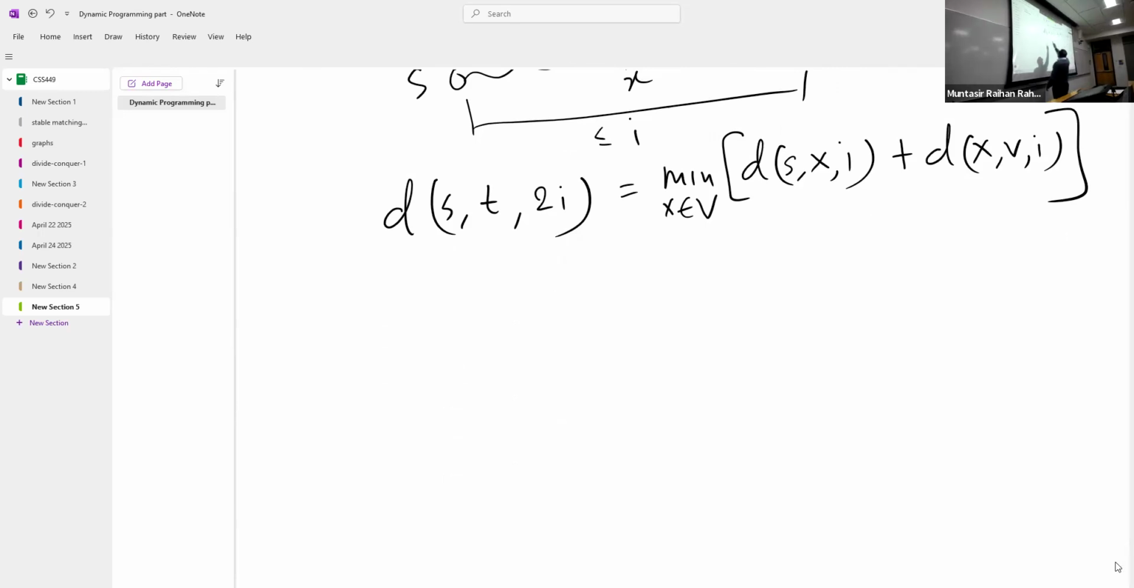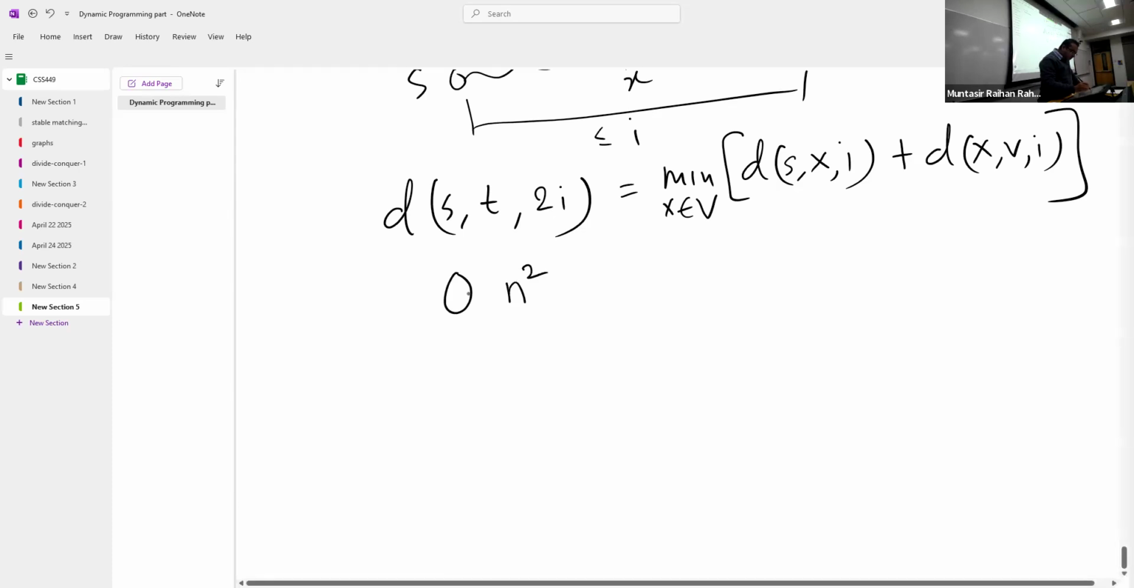I just count the number of values here, right? S and T each can be n, and I can also be twice I. What are the values of twice I? How many values do I have here? So I definitely have n square subproblems, but what am I doing with I?